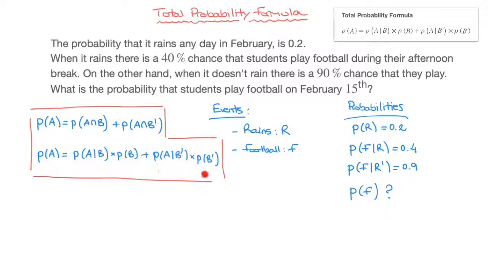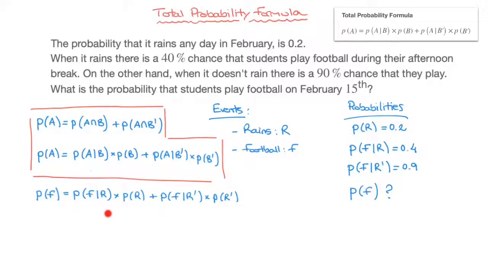And so applying this formula for the event F with the hypothesis R leads to the probability that the students play football, so the probability of F, equals the probability of F given R, so that's the probability that students played football given it rained, times the probability that it rained, plus the probability that students played football given that it didn't rain, times the probability that it didn't rain.